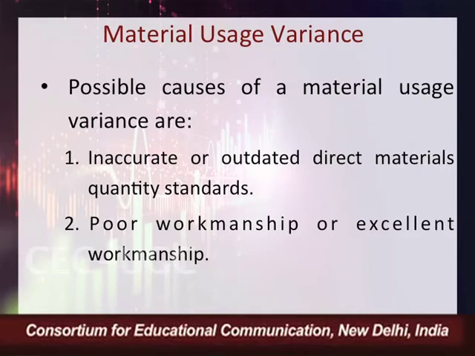Moving ahead, we have to understand, if we have calculated the usage variance, what can be the possible reasons for usage variance. Just like the price variance, usage variance can also be caused by different reasons. Starting with, there can be inaccurate or outdated direct material quantity standards. There can be a change or difference in the quantity standards of the material which we are purchasing. It can either be inaccurate or it can be outdated. So this can also be one of the reasons for the usage variance.